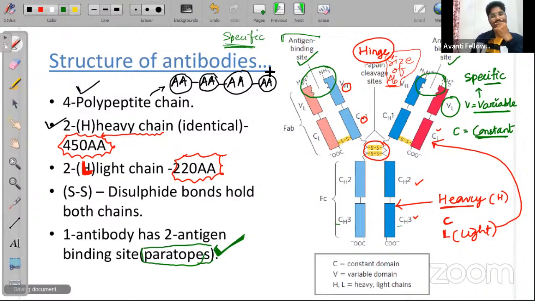Light chains are non-identical because light chains have this variable region. Because of the variable region they will vary again and again. That is why they are non-identical.